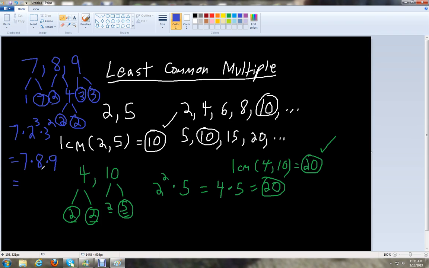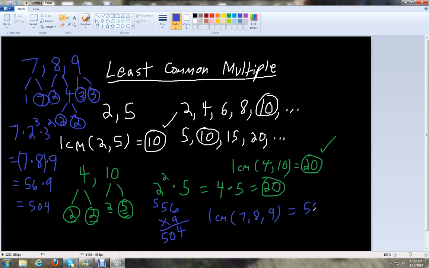With multiplication, it doesn't matter what order you multiply the numbers in. So let's try doing 7 times 8 first. We get 56. And multiply that by 9. So we'll do 56 times 9. 6 times 9 is 54. Carry the 5. 5 times 9 is 45, plus 5 is 50. So it'll be 504. So therefore we can say that the least common multiple of 7, 8, and 9 equals 504.